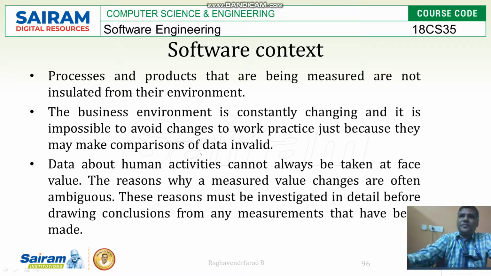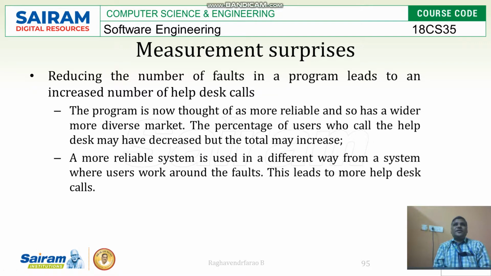Some measurement faults are there. You want to reduce some faults, but it may lead to an increased number of help desks. One example is given here. If the program is correct, everything is correct, then it is reliable. At that time, a greater number of inputs is going to come. If you reduce the faults, you will get more inputs. So that is the surprise.